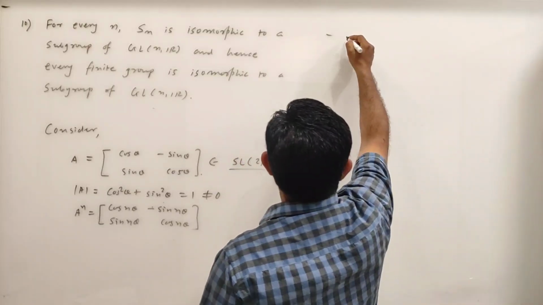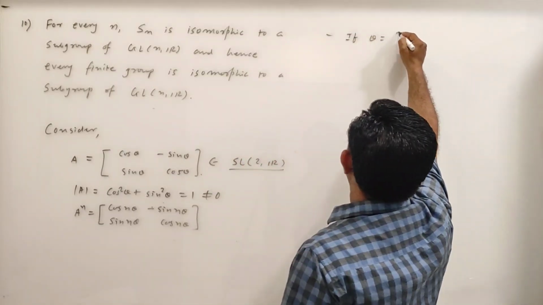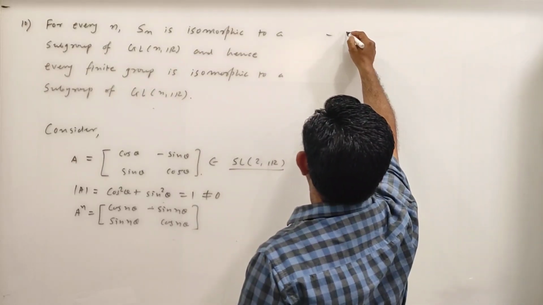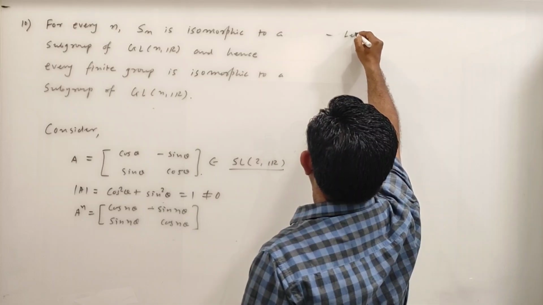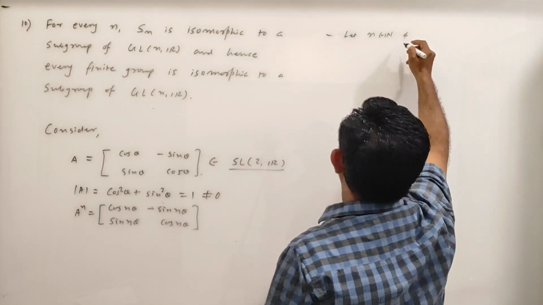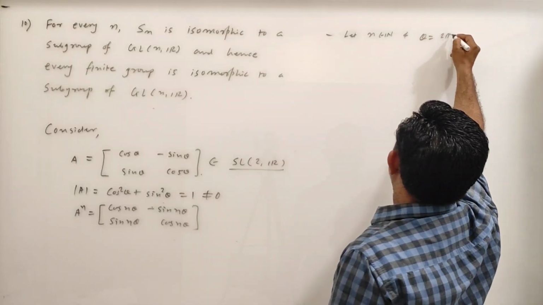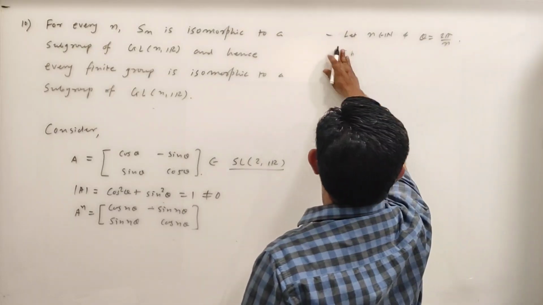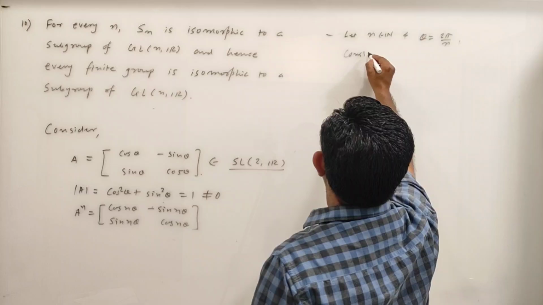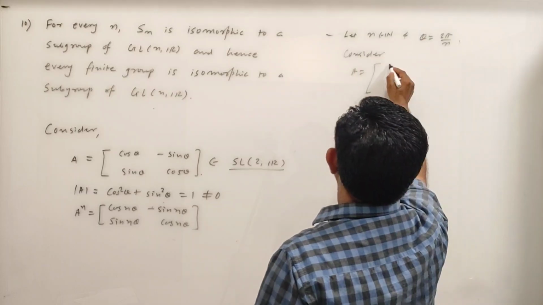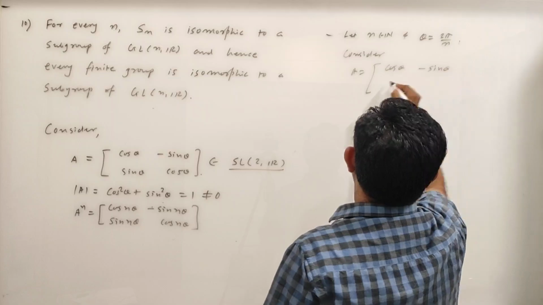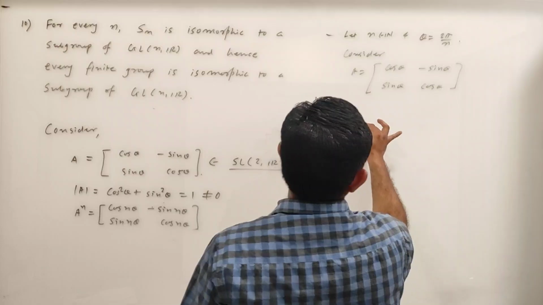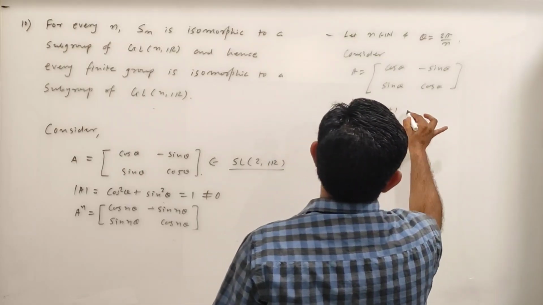So next, let n belong to N and theta is equal to 2 pi by n, and you consider A is equal to cos theta, negative sin theta, sin theta and cos theta, then the order of A is equal to n.